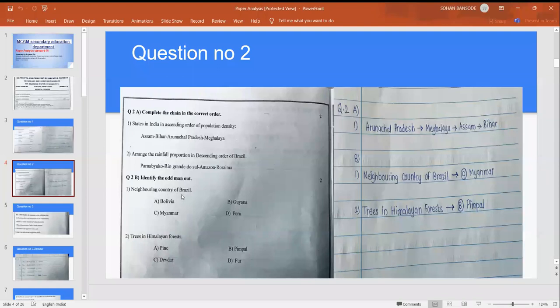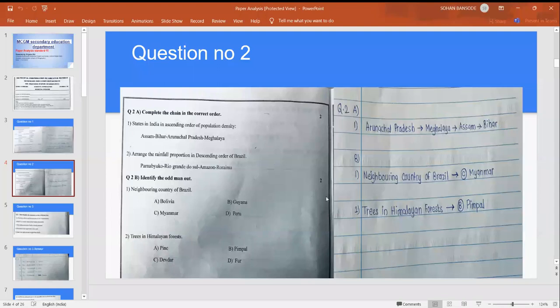So here four country names are given, and in that you just have to recall whichever are the neighboring countries of Brazil, and among them, the one which is not mentioned is the odd man out. That means here you have to recall the boundaries, the neighboring countries, and from them see which country is not a neighboring country. That will be your answer.